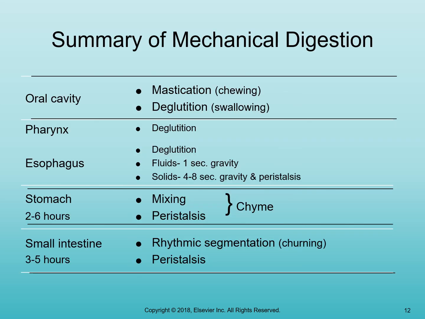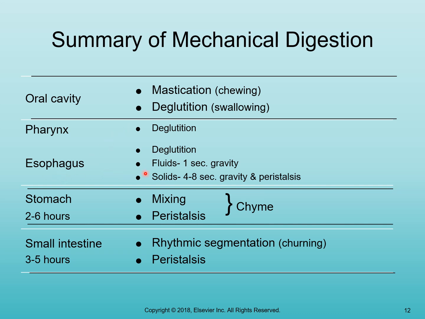When we look at mechanical digestion, this comes from page 469, table 12.3. You can see that in the oral cavity, we have mastication, which we spoke of, which is chewing, deglutition, which is swallowing. In the pharynx and the esophagus, the pharynx basically is where when you swallow, food would enter the pharynx. Remember, there's three parts: the nasopharynx, oropharynx, and laryngopharynx.